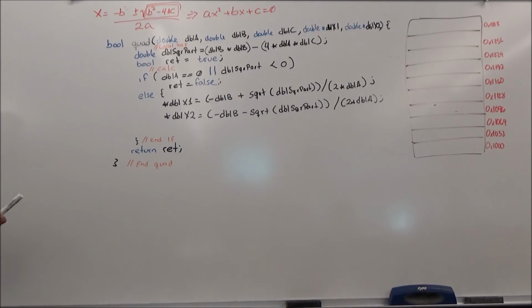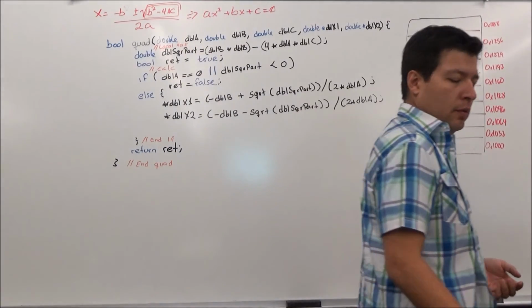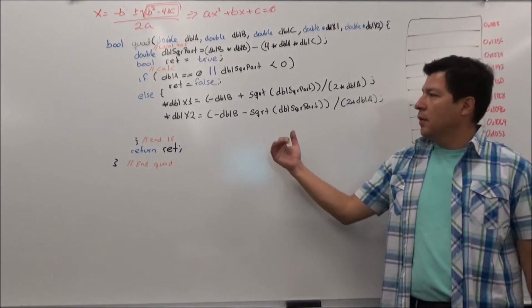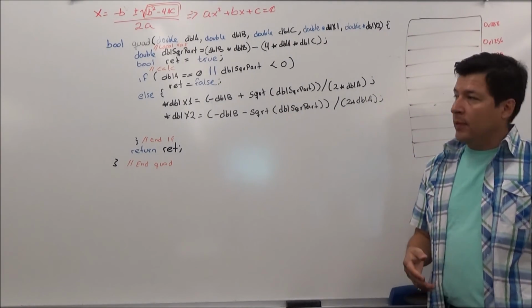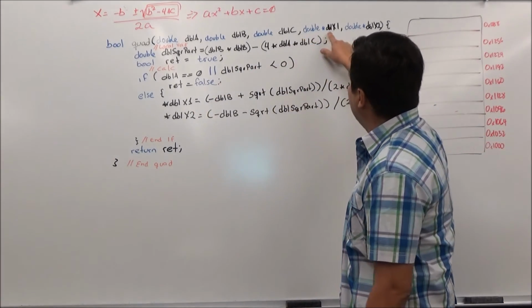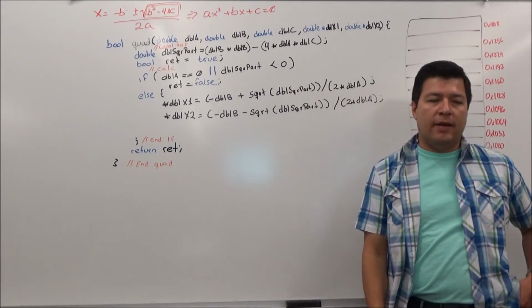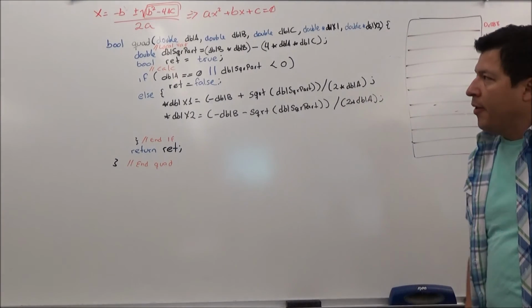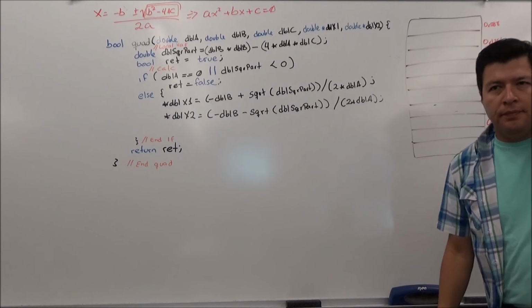So now we have a function that returns only one type, a Boolean, true or false, if it was able to execute or find your x1 and x2. And if it can, then it modifies the parameters that you pass, the same way as the scanf function does it. Does it make sense?